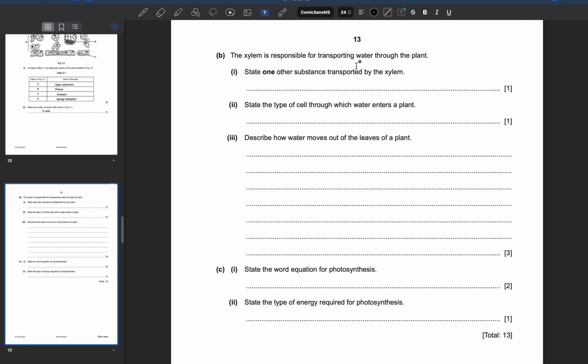We know the xylem has 2 functions: to transport water and to support the plant. Here it says the xylem is responsible for transporting water through the plant. State one other substance. Of course I can't say water again. State one other substance transported by the xylem. So we say dissolved ions or minerals.